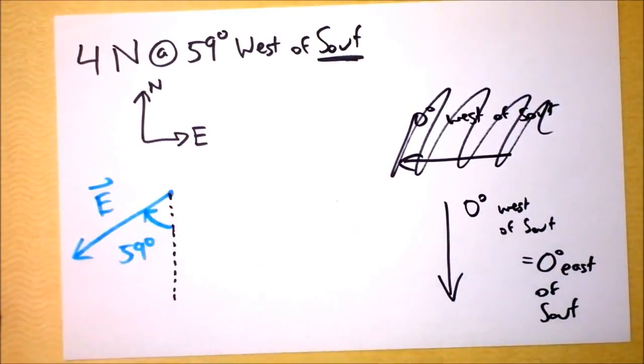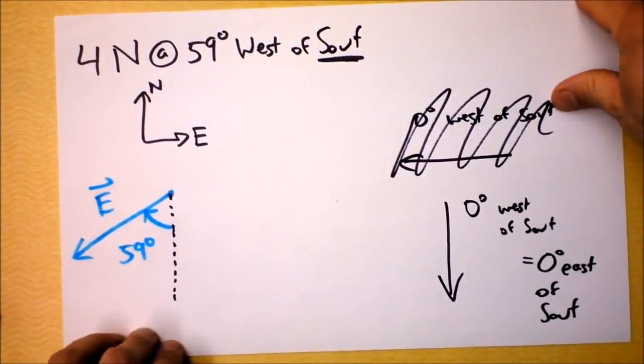There it is, 59 degrees west of south. Should we do one more? Let's do one more. Okay, we'll probably do 2 more. Here's the next problem. The next problem starts out like this.